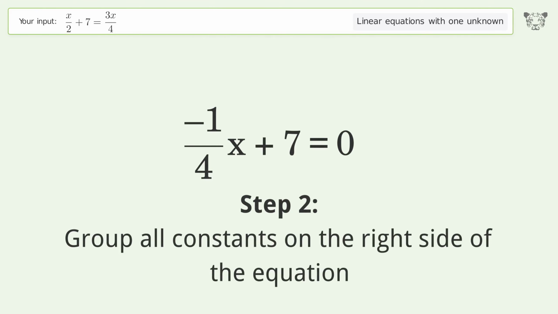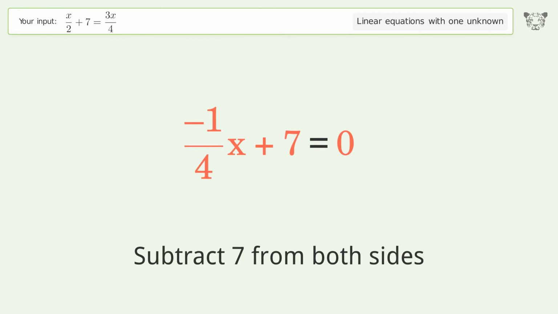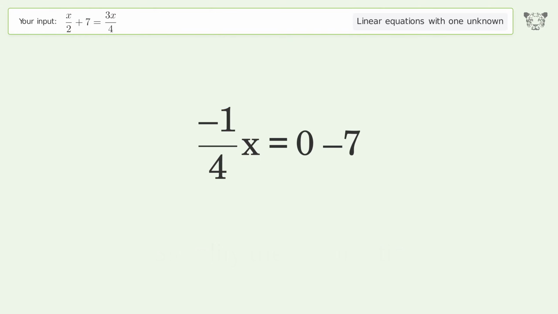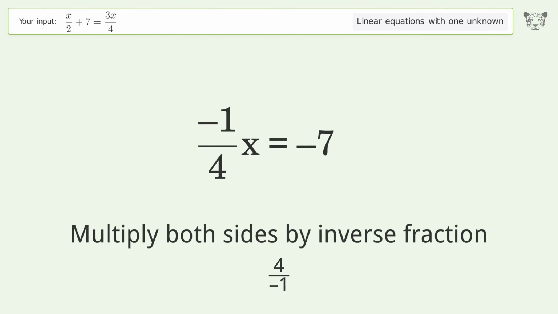Group all constants on the right side of the equation. Subtract 7 from both sides. Simplify the arithmetic. Isolate the m. Multiply both sides by inverse fraction 4 over -1.